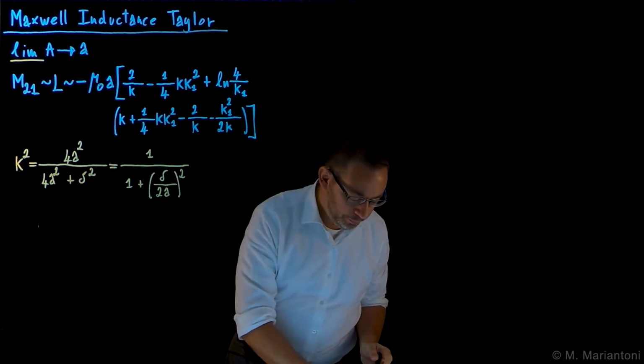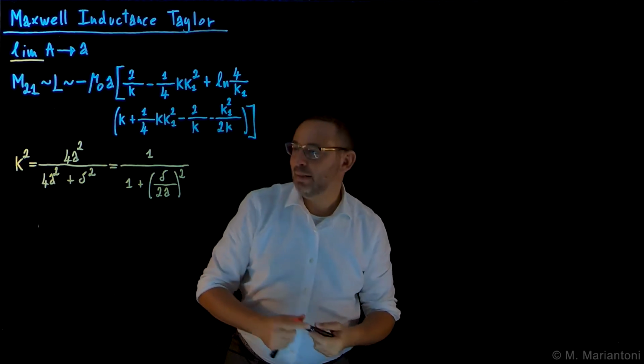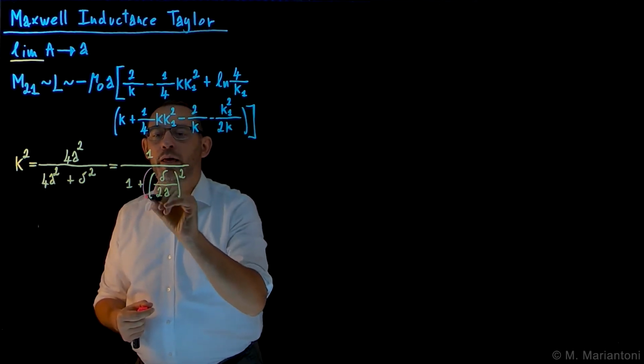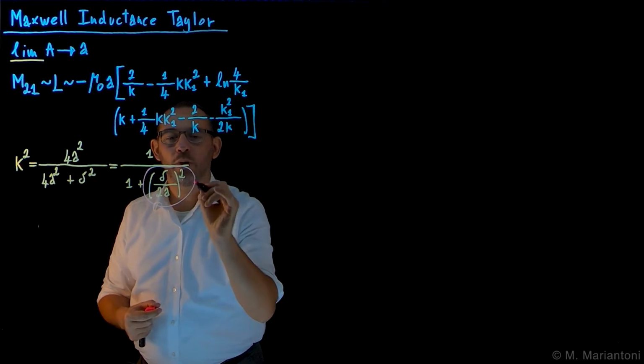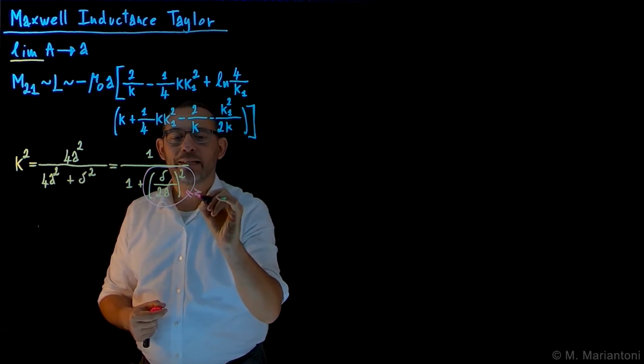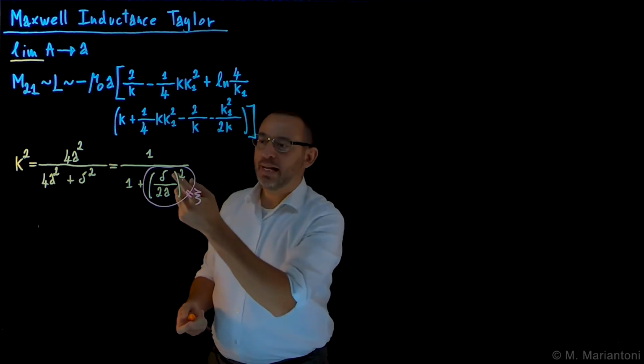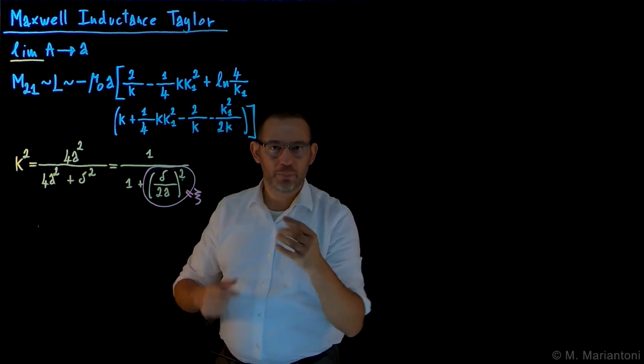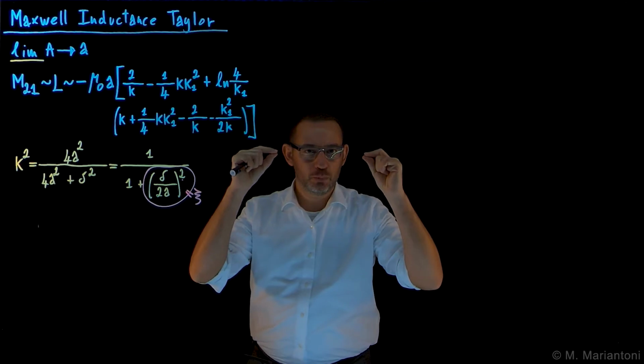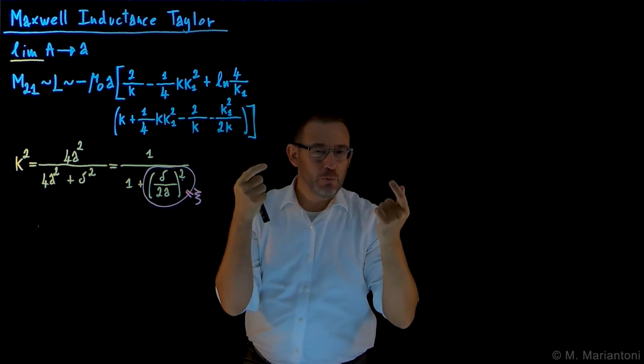Now this quantity here, delta over 2a quantity square, including the square, we call it xi. So xi is small because delta is small. So xi is a small quantity because we want the distance between the two loops to be small. In principle, we want it to be 0.